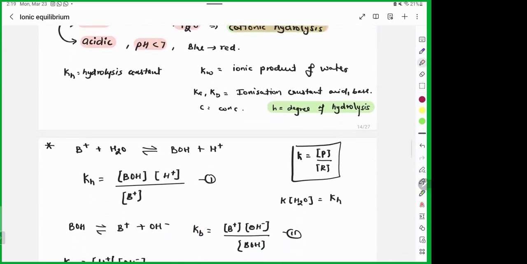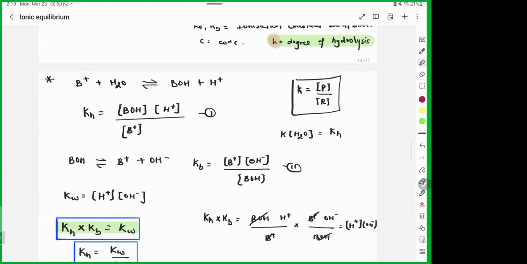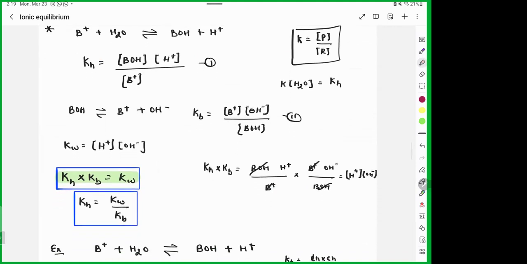Okay. Ionic product Kw, Ka and Kb for acid and base, C is concentration, and h is the degree of hydrolysis. The h is more important, the degree of hydrolysis. Example: you have any positive ion reacting with water, basically salt, and it forms this. Your Kw will be equal to H positive and OH negative ion. This is universal.